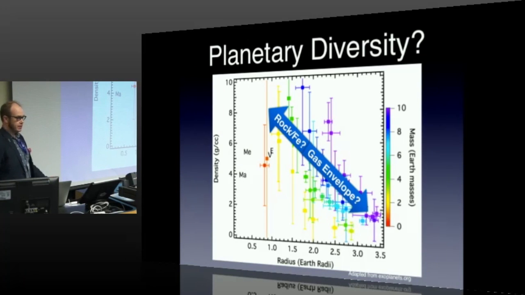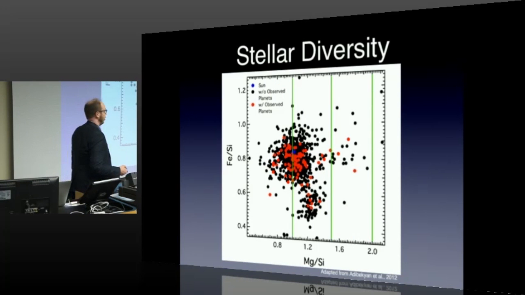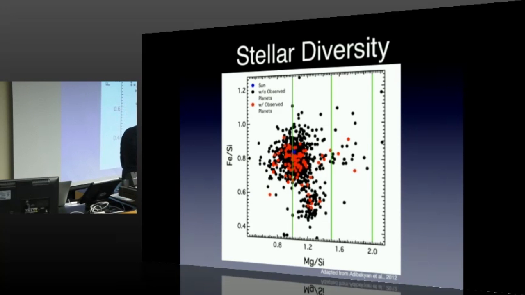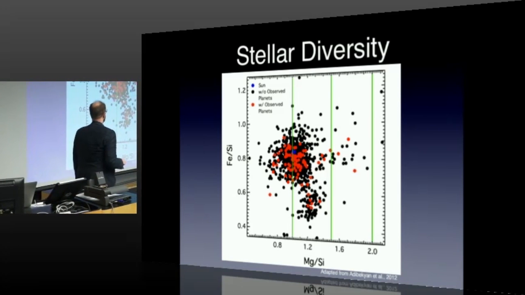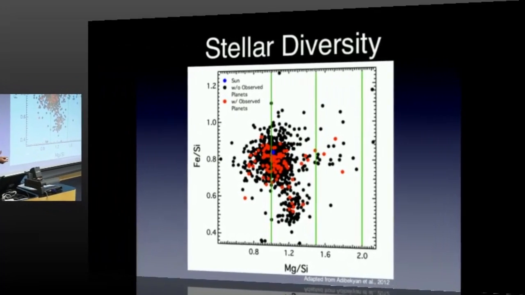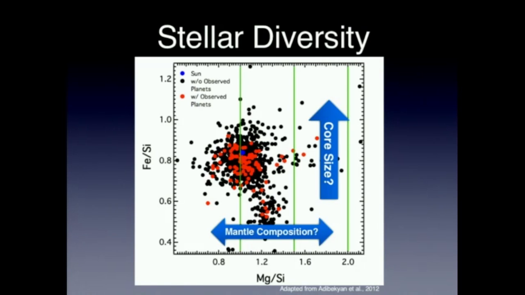We also have another data set that is sometimes overlooked, which is the actual composition of the host stars. So here is about 1,000 stars from a sample of F, G, and K stars. I've plotted magnesium silicon versus iron silicon. These are sort of terrestrial planet ratios. The sun is in blue. Red have observed planets. We can see some spread in magnesium to silicon and some spread in iron to silicon, and maybe this tells us something about the core size.